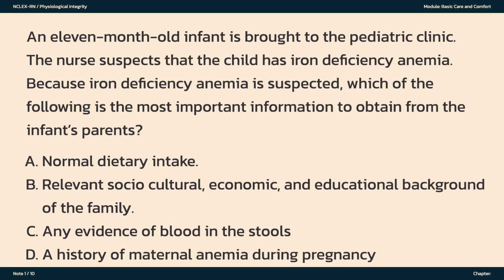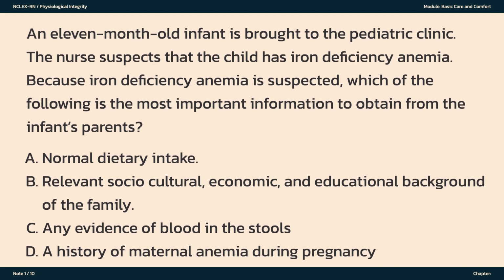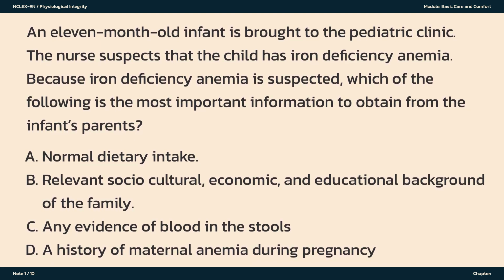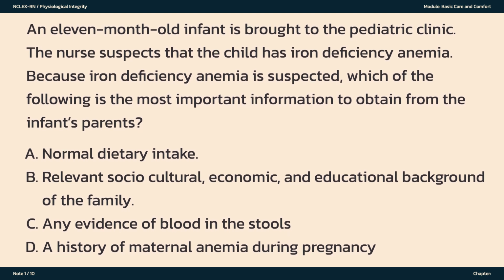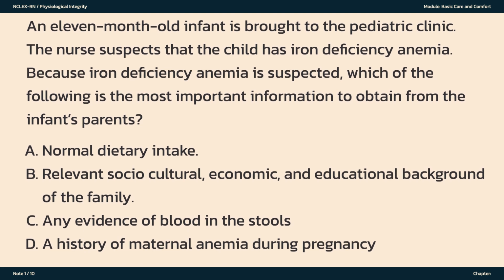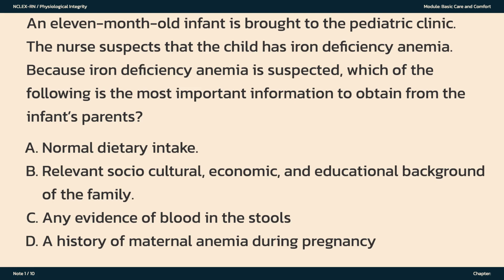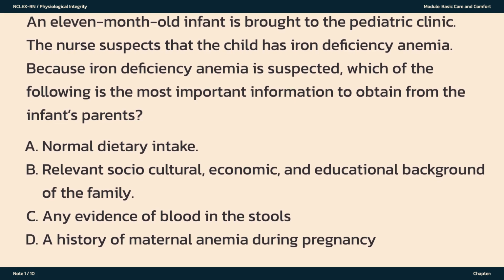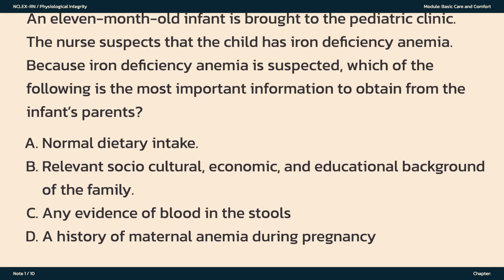An 11-month-old infant is brought to the pediatric clinic. The nurse suspects that the child has iron deficiency anemia. Because iron deficiency anemia is suspected, which of the following is the most important information to obtain from the infant's parents? A. Normal dietary intake. B. Relevant socio-cultural, economic, and educational background of the family. C. Any evidence of blood in the stools. D. A history of maternal anemia during pregnancy.